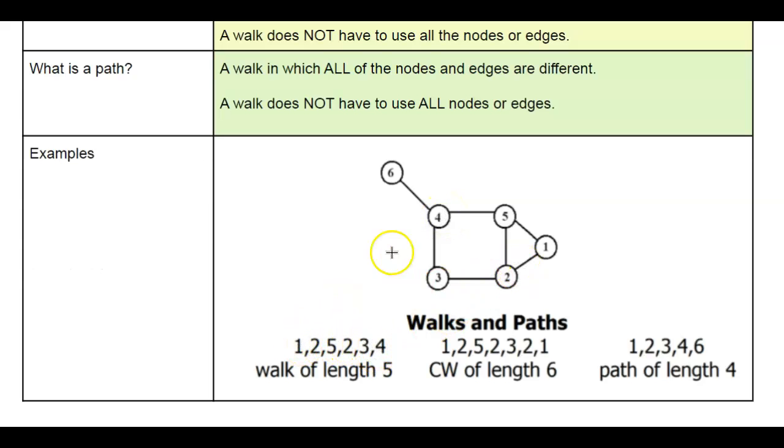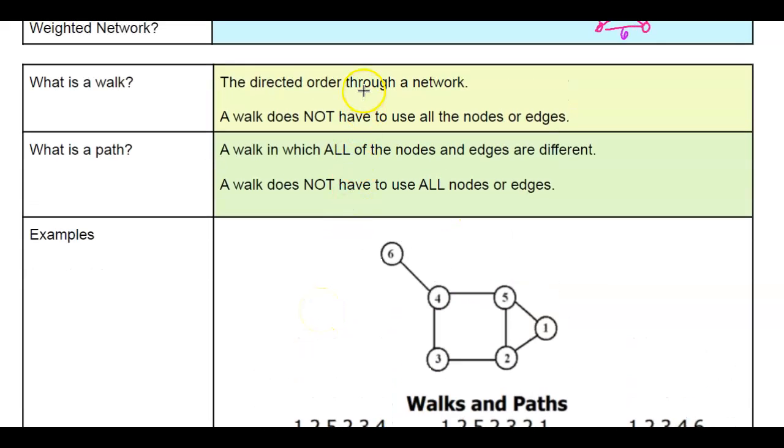If it's not labeled, then these are all just one long walk. It's saying that was 1, 2, 3, 4, 5, which is why it says it's a walk of length 5. So you have to go in that order. You don't have to use all the nodes. You don't have to use all the edges. You can end up where you want. You can start where you want.